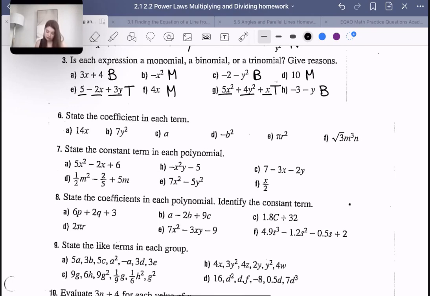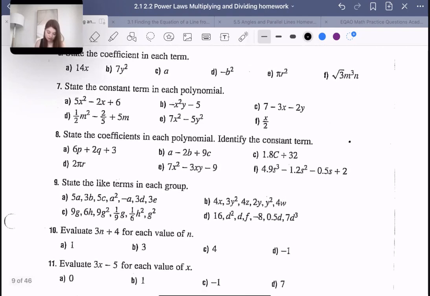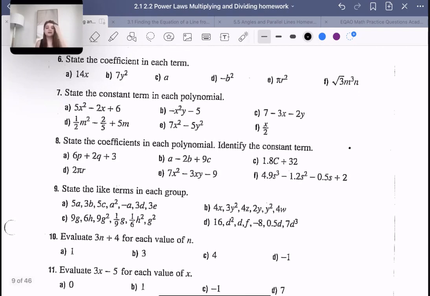All right, so this one says to state the coefficient in each term. So let's remind ourselves, what is a coefficient? A coefficient is the number, basically, that is beside our variable. Or the question we could ask ourselves to know what the coefficient is: what is the variable, and what are we multiplying that variable by? Because whatever we're multiplying the variable by, that is the answer. Good.